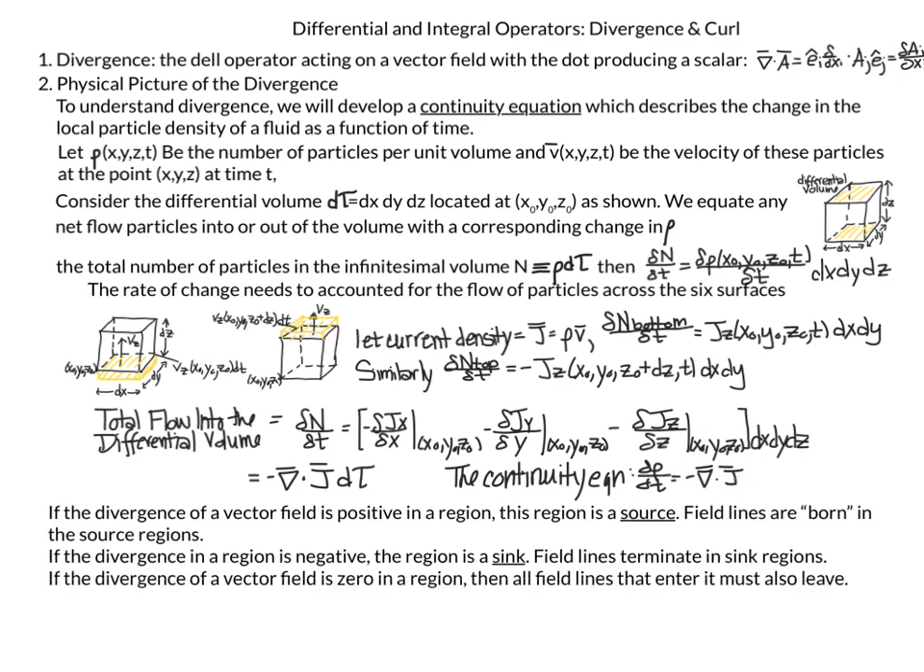And this is what gives us the interpretation that if the divergence of a vector field is positive in a region, it's a source and field lines are born in source regions. And if divergence in a region is negative, the region is a sink.